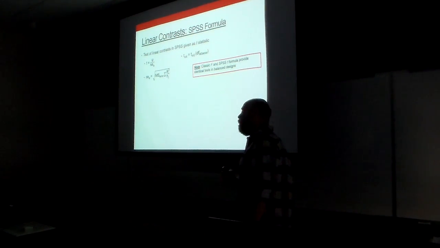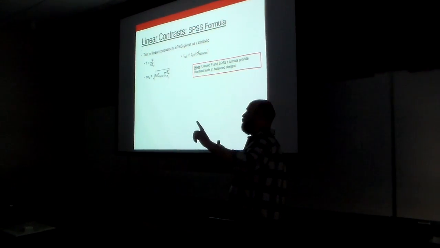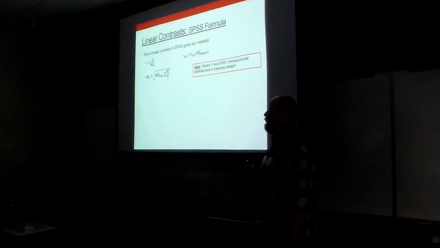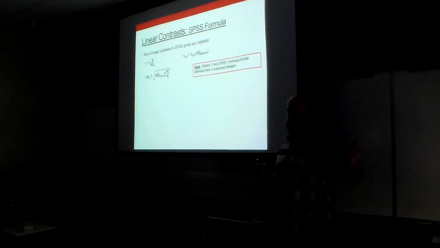What's that? And they're the same. Yeah, they're the same. How do I go from an F to a T? If I take the square root of my F, that just gives me a T statistic. If I take my T and I square it, I get an F.